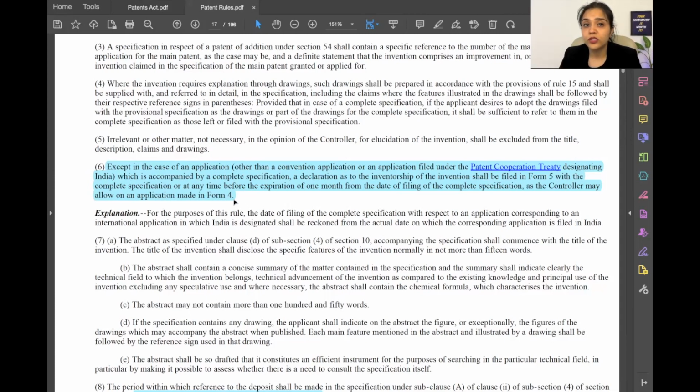So form 4 is specifically for extension of timelines, and it has certain criteria to be filed, which we'll discuss in one of the sections. Specifically, if we have to get the leverage of 1 month from date of filing of the specification while filing form 5, we need to submit form 4 as well.